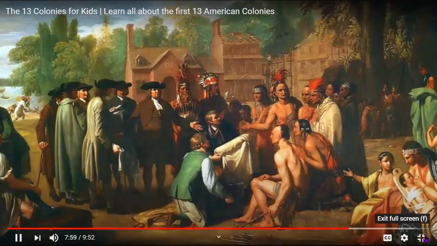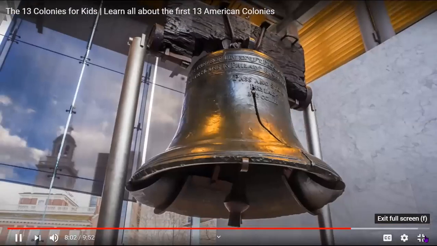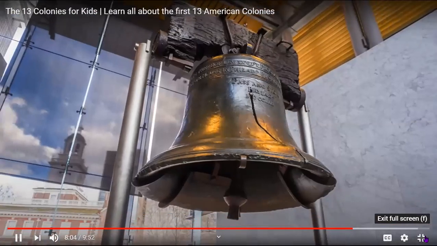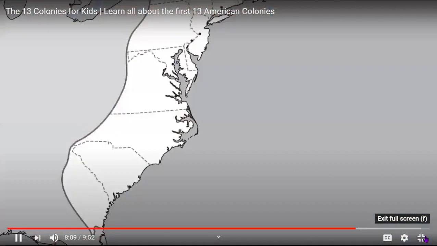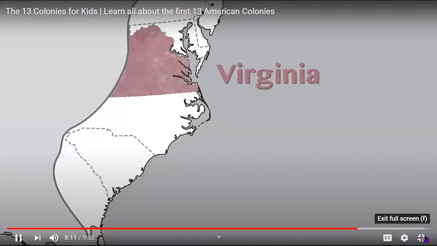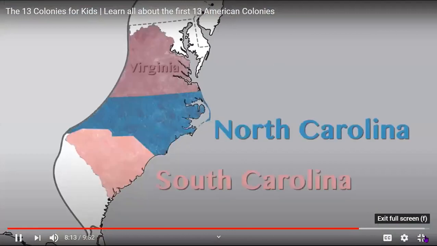Hang in there, kids, we're just about finished. Let's take a break and take a look at this picture of the Liberty Bell. It's in Philadelphia, Pennsylvania. We now come to the Southern Colonies: Virginia, North and South Carolina, Maryland, and Georgia.